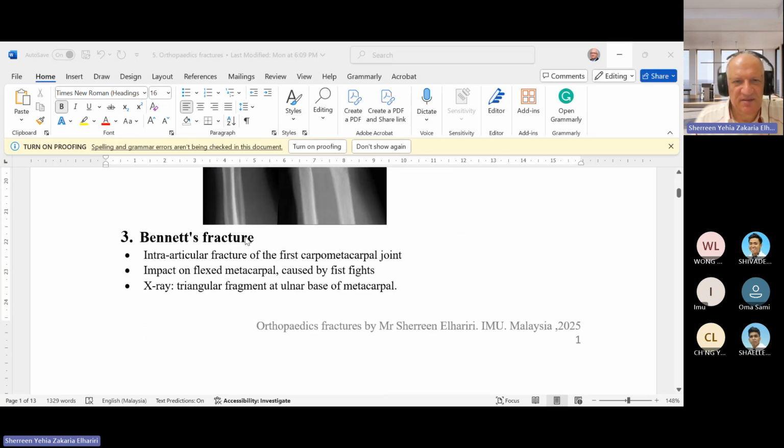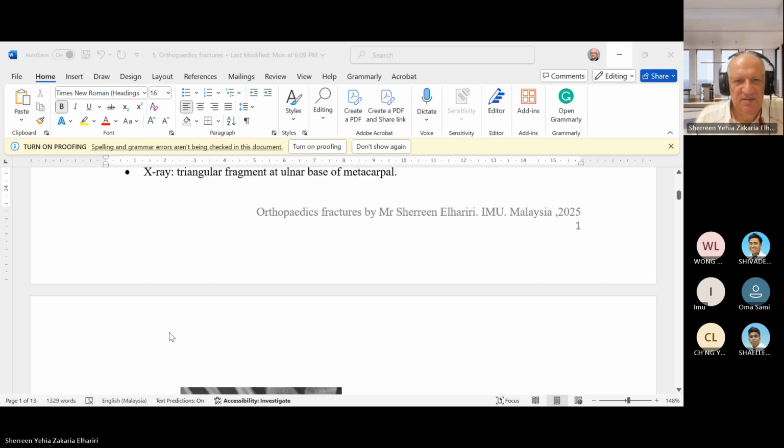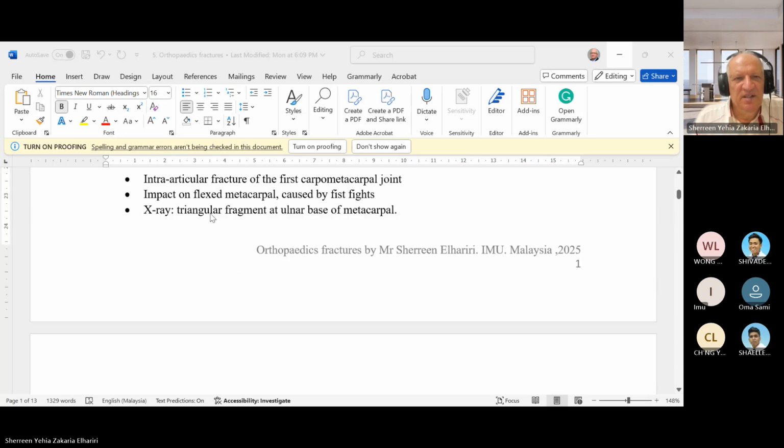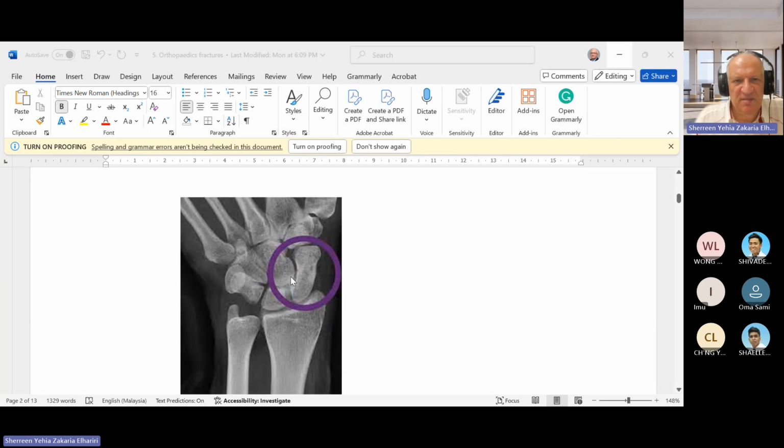Bennett fracture is a fracture of the first carpometacarpal joint. This one, first carpometacarpal, in this area. It is caused by impact on the flexed metacarpal, as in a fist fight. Of course, they have just a triangular fragment at the ulnar base of the metacarpal. Just a little fracture.